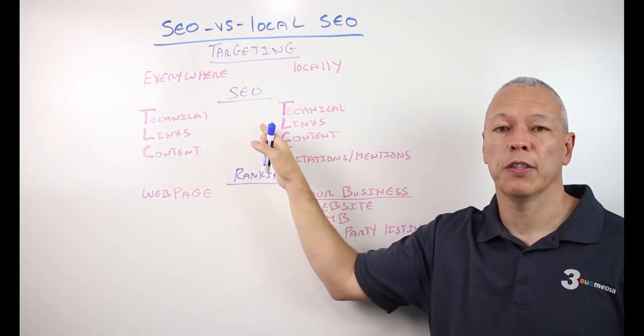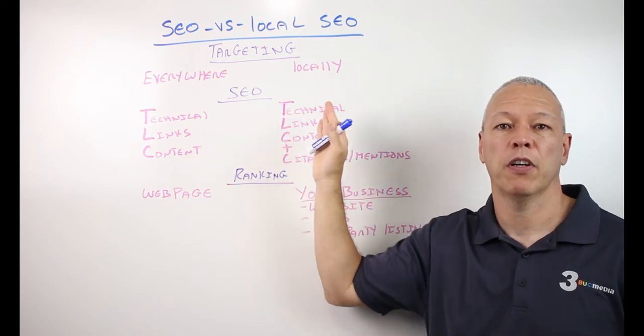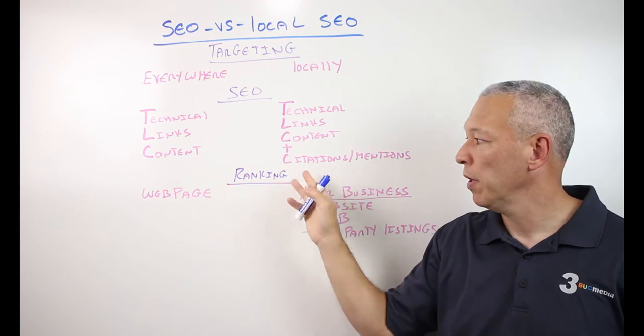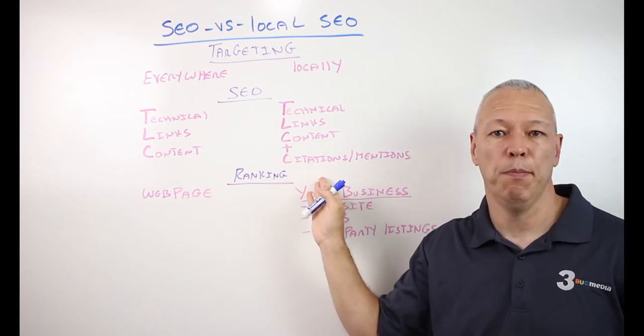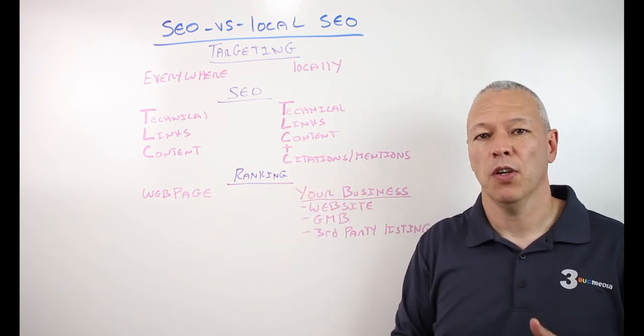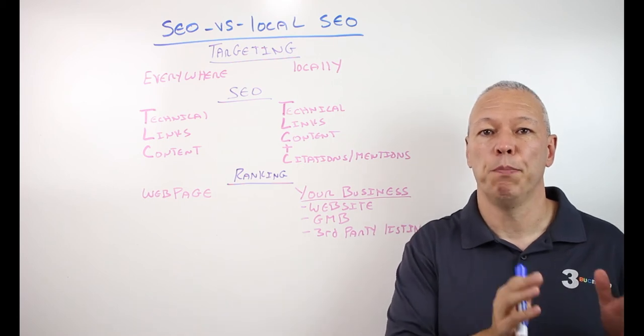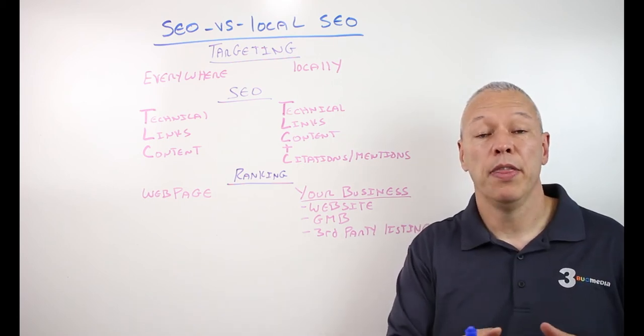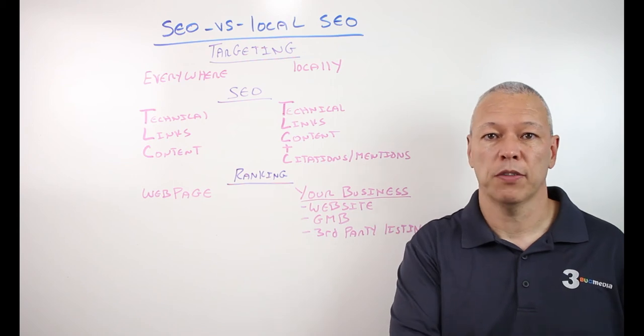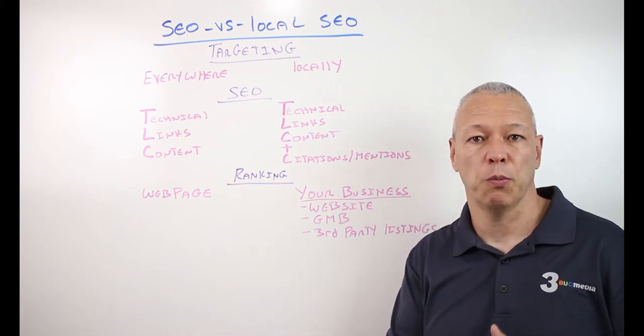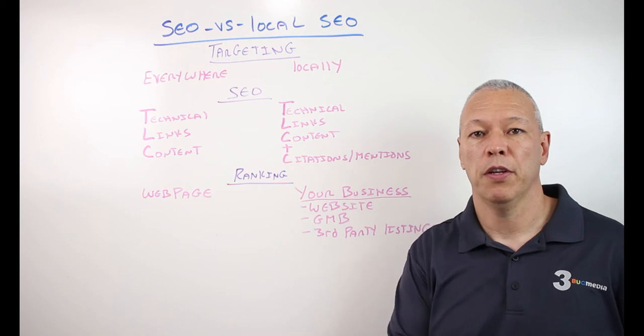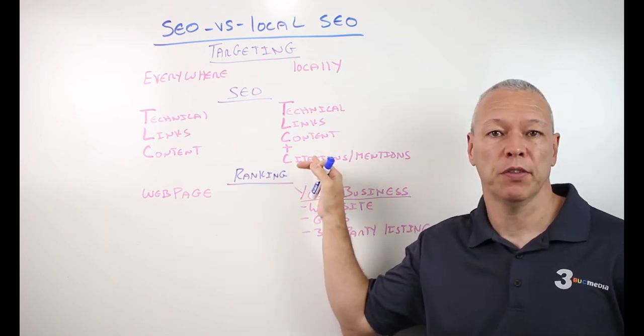Now, when it comes to local SEO, we also have TLC. We have our technical, links, and content, but plus we have citations and mentions. And citations are basically mentions of your business online. They could be clickable links that go to your website or somewhere else, but they don't have to be. They're strictly mentions of your business online.